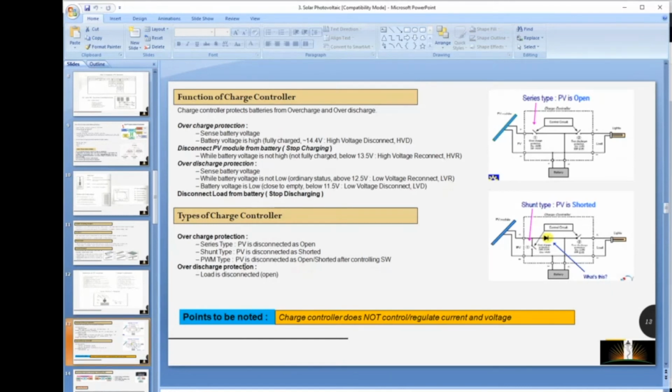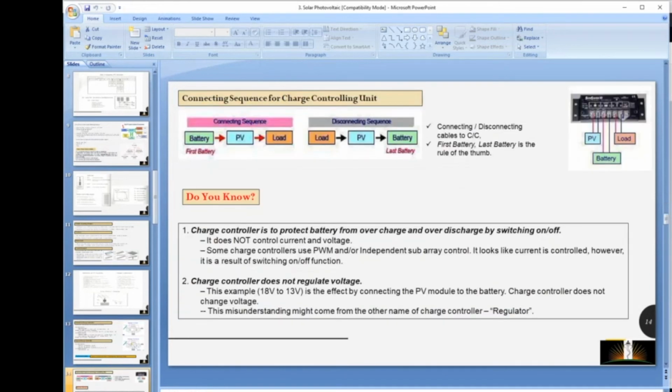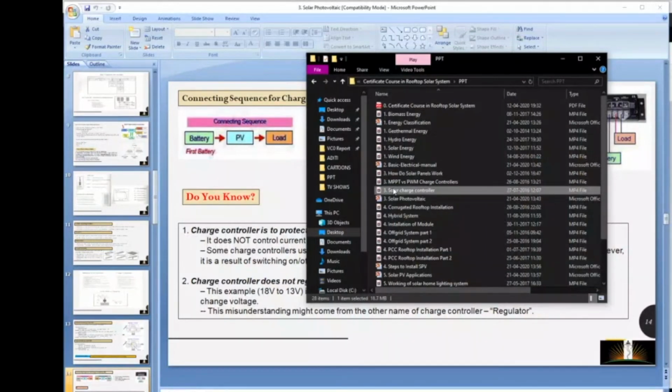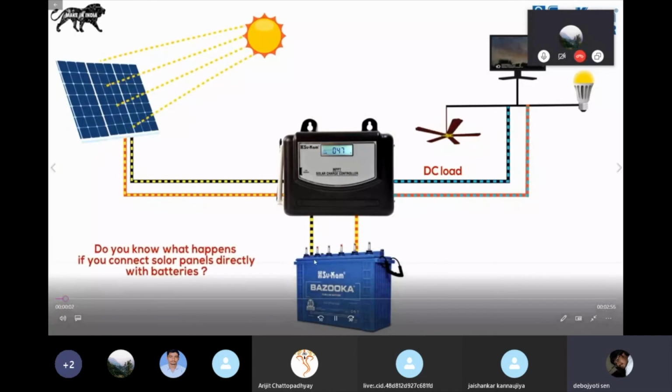Before we go to the different types of charge controllers, let us see how a charge controller works. Here we will see a video by Sukam, who has wonderfully described this charge controller. So the courtesy of this video goes to Sukam.